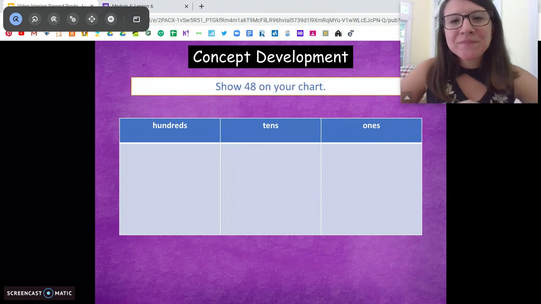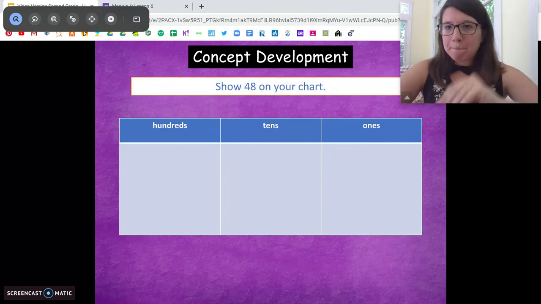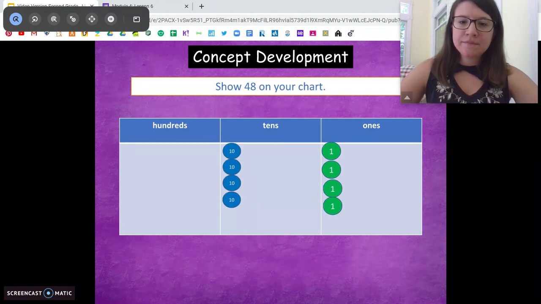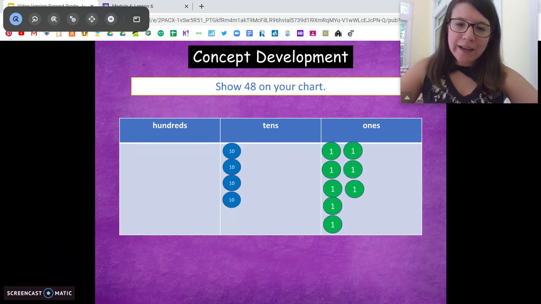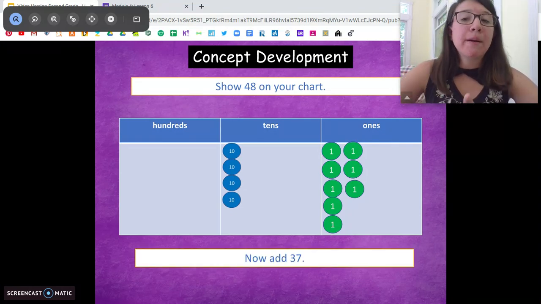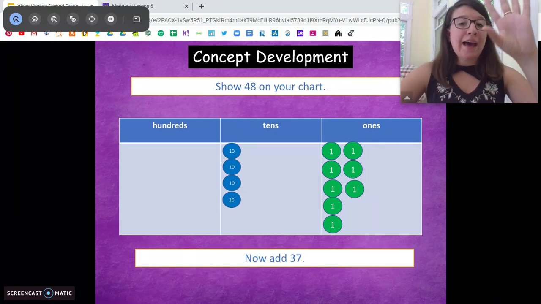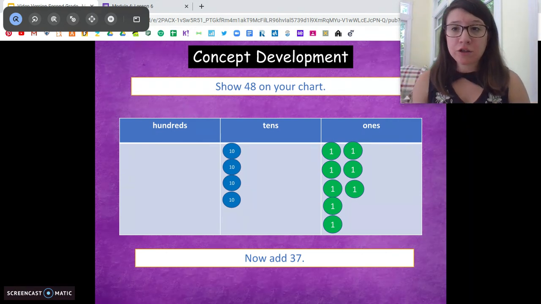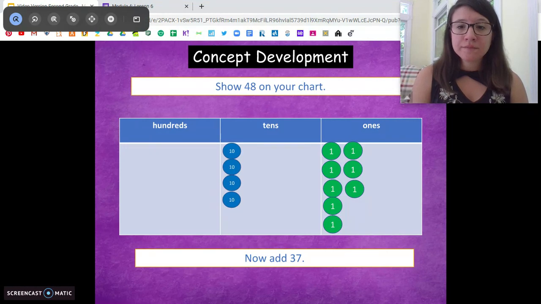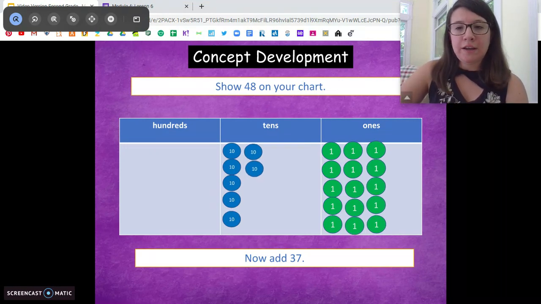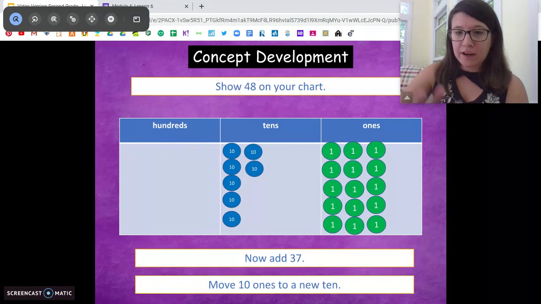Let's do another one. Show me 48 on your chart. Pause and do that now. 48. Now, add 37 to this. Remember, you're not adding 37 1s, add your 10s and your 1s separate. So pause, add 37 to your chart. Good? All right, I'm going to do it. 37. See how I'm doing those 5 groups there?